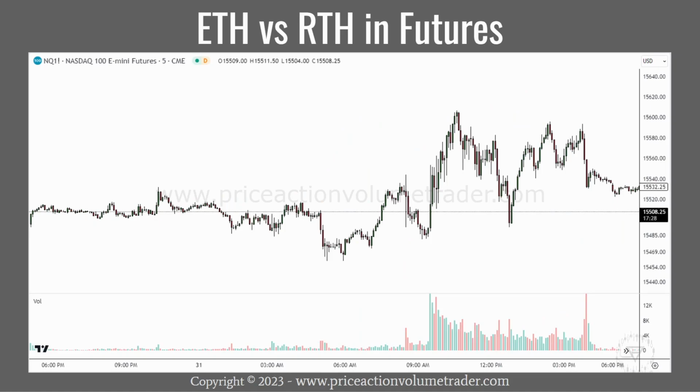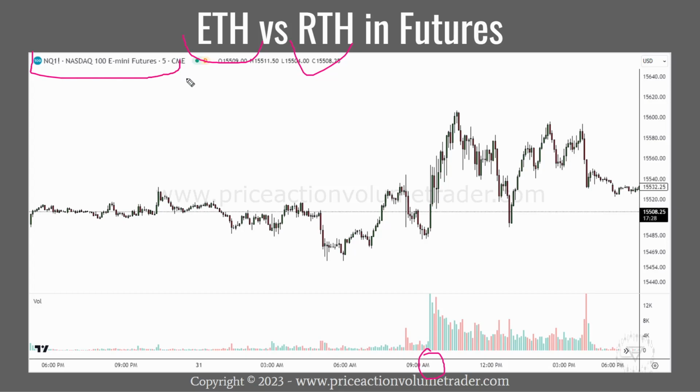Then let's compare extended trading hours versus regular trading hours in futures. So remember, extended hours, 6 p.m. Eastern into 9:30 a.m. Eastern the next day. Regular trading hours, 9:30 a.m. Eastern until 4 p.m., pretty much stock market hours.